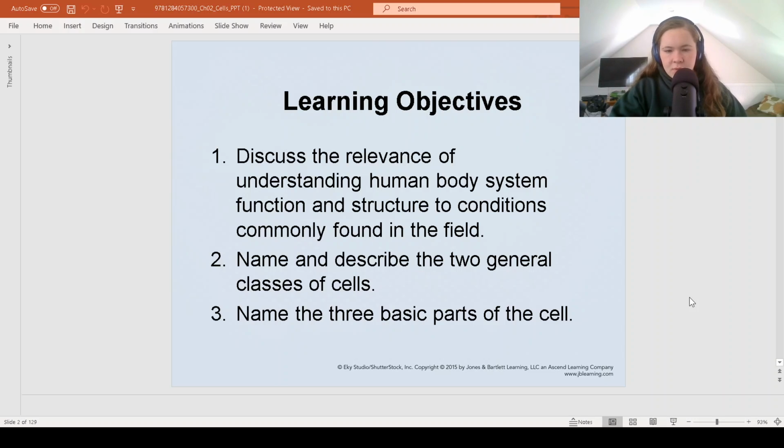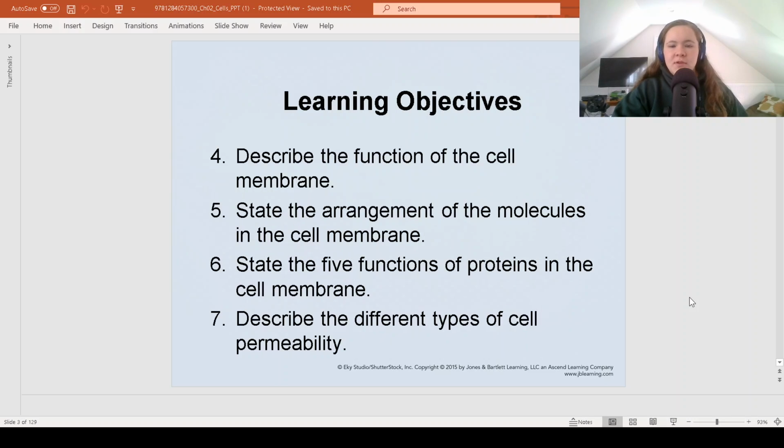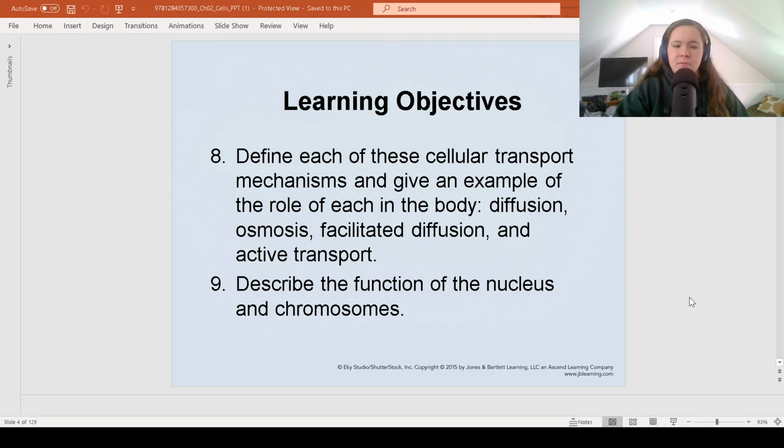We once again have some learning objectives. Discuss the relevance of understanding human body system, function, and structure to conditions commonly found in the field. Name and describe two general classes of cells. Name the three basic parts of the cell. Describe the function of the cell membrane. State the arrangement of the molecules in the cell membrane. State the 5 functions of proteins in the cell membrane. And describe the different types of cell permeability.